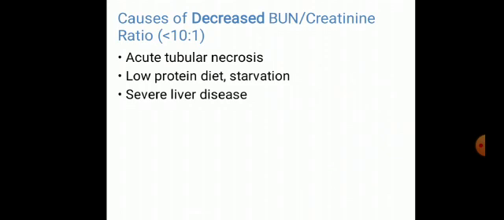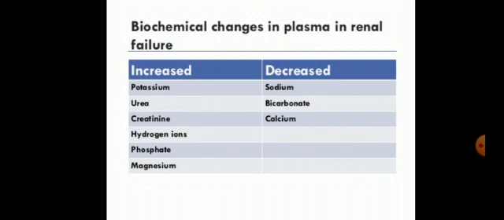are mainly acute tubular necrosis, low protein diet, starvation and severe liver disease. The biochemical changes in plasma in renal failure are reflected as an increased level of potassium, urea, creatinine, hydrogen ions, phosphate and magnesium, and decreased levels of electrolytes like sodium, bicarbonate and calcium.